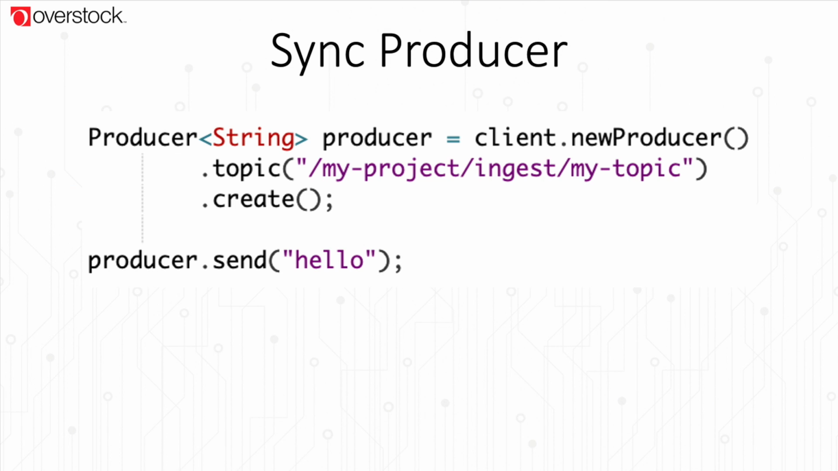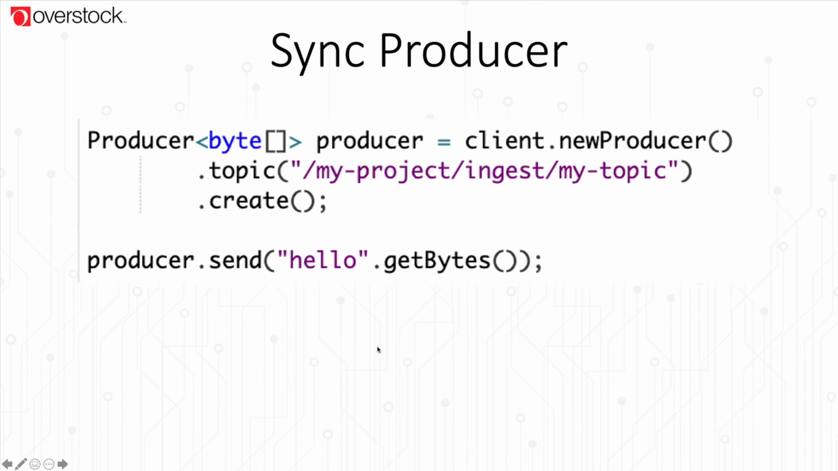Now there are a couple ways to produce to Pulsar. First is a synchronous producer, and it blocks while producing to Pulsar as a synchronous operation. Now you don't have to produce a string. You could produce a different type. Like in this case, we're dealing with a byte array.